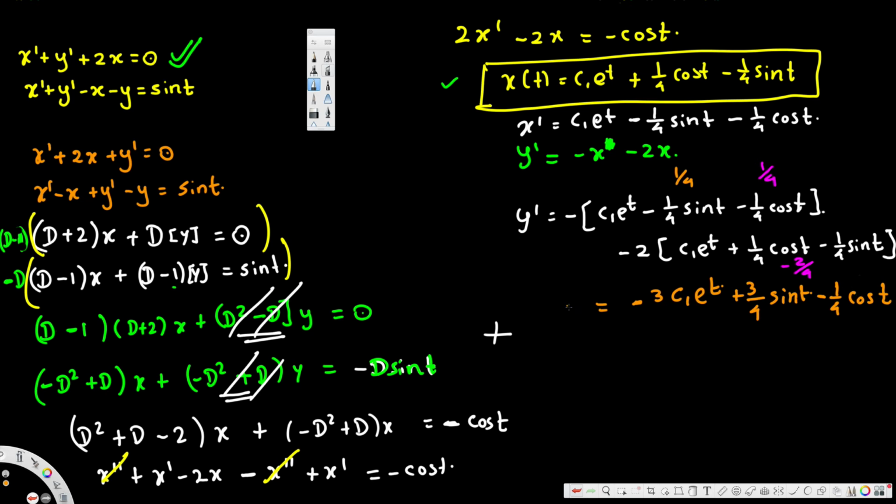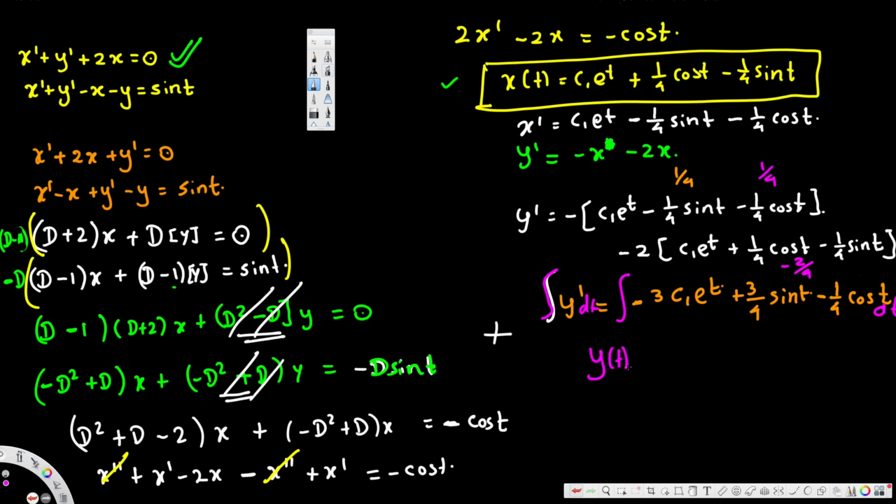Now we have y prime, but our purpose is to find y. To find y, we have to integrate this one. When we integrate, integration and derivative cancel each other and we find the answer for y. Okay, we have to integrate with respect to t. Now first, this one becomes y of t.